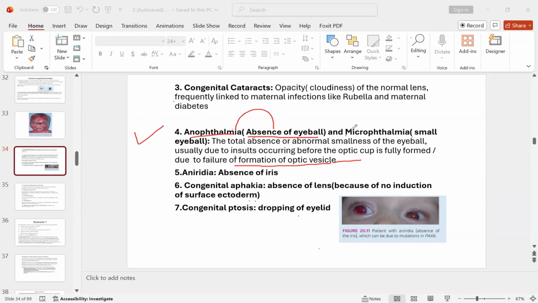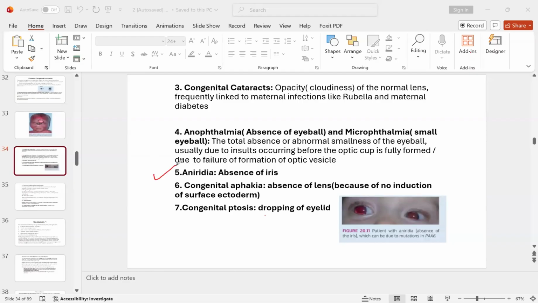So now let's move to microphthalmia. Microphthalmia means small eyeball, and this happens when any insult to the embryo is caused before the optic cup is fully formed. So if the optic cup is not fully formed, then the eyeball will not be normal in size. It will be smaller in size.